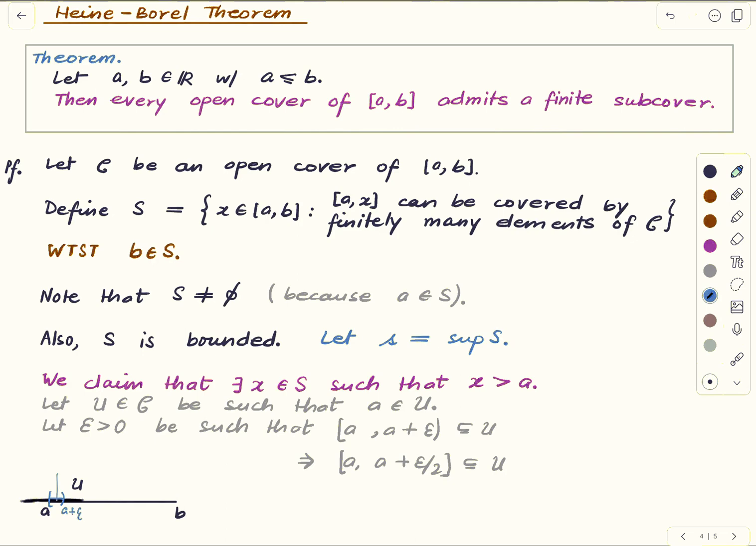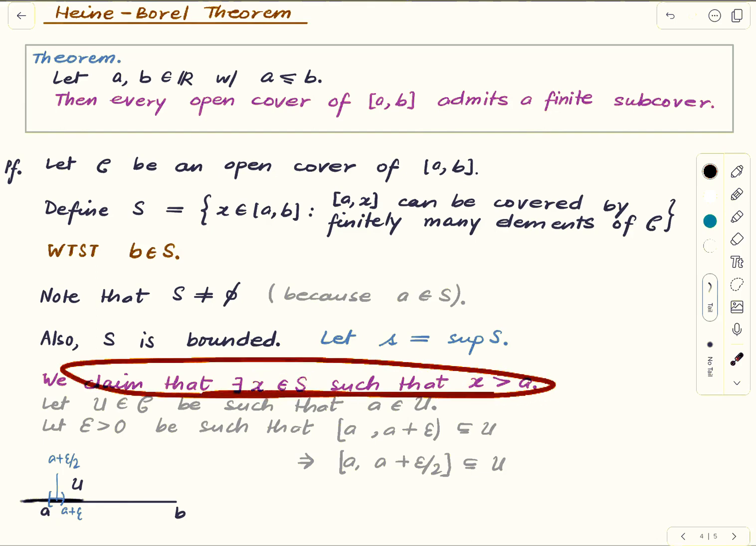But this also means that if we just look at this point, A plus epsilon by 2, this closed interval, which is A comma A plus epsilon by 2, is contained in U. So in particular, this number, A plus epsilon by 2, is an element of S. Why? Because this closed interval is contained in the union of finitely many elements of C, because it is contained in just one element of C. So that's it. This proves that actually there exists something in S which is strictly greater than A. This is a very simple claim.